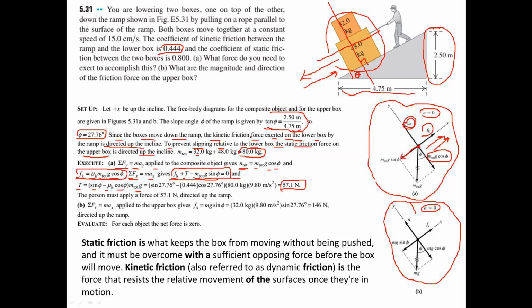So part B: what are the magnitude and direction of the friction force on the upper box? Again, Newton's second law in the x direction, because your motion will be in the x direction. Applied to the upper box, the static friction will be equal to m g sine theta, right? And from here, you will get this one, okay? And for each object, the net force will be 0.